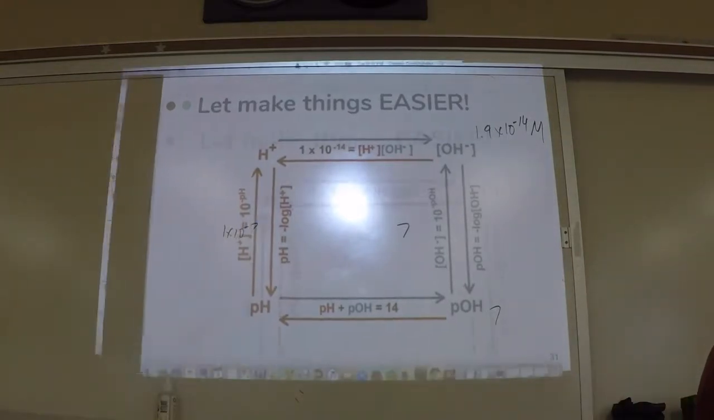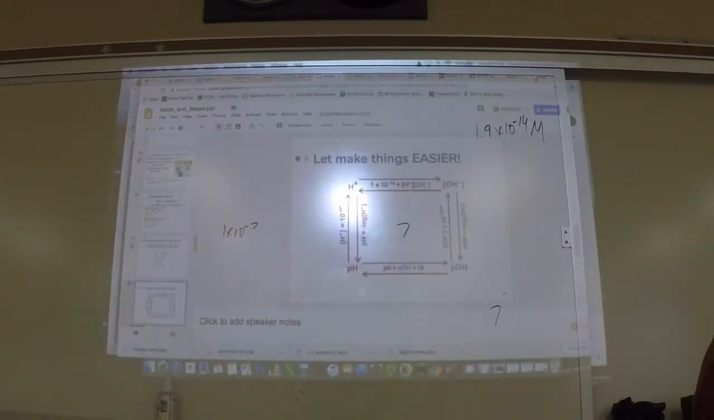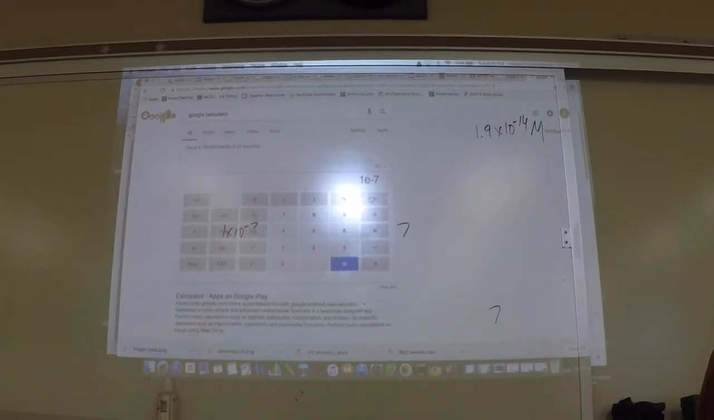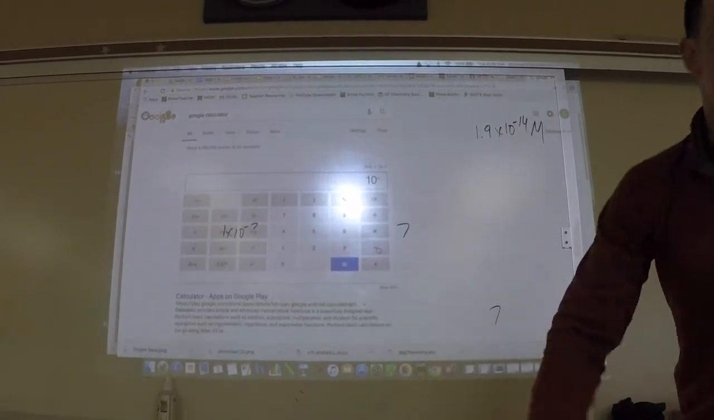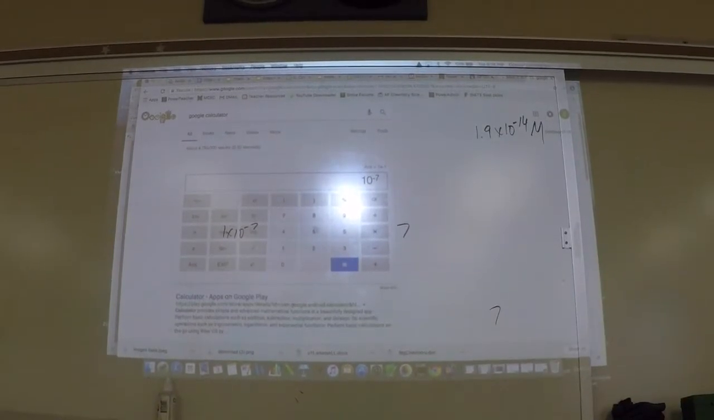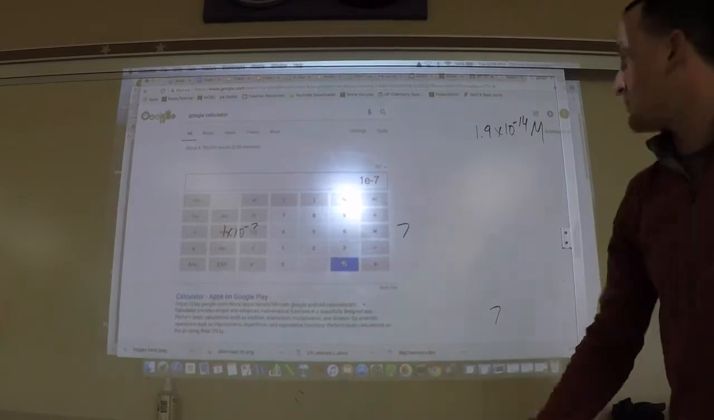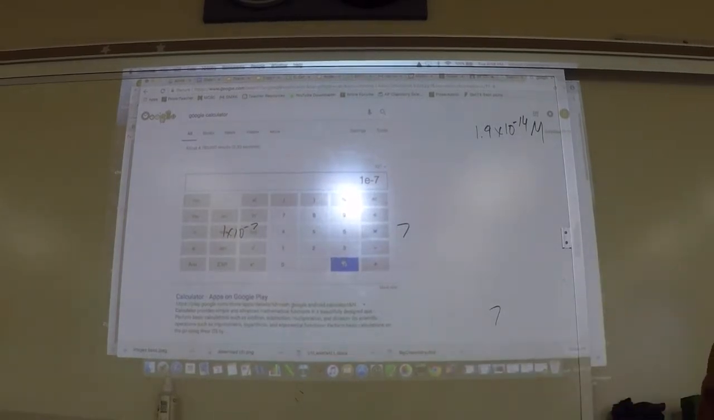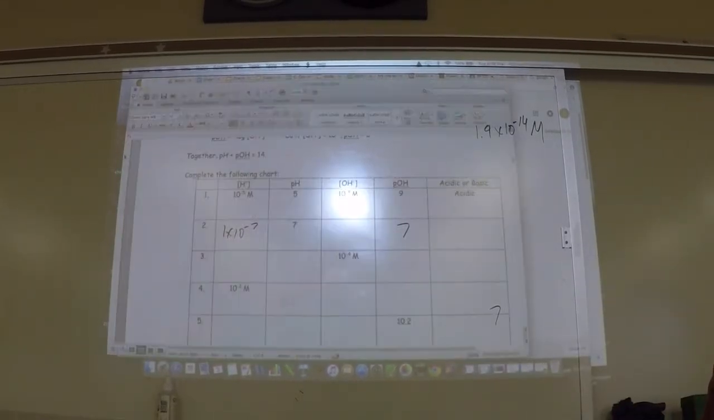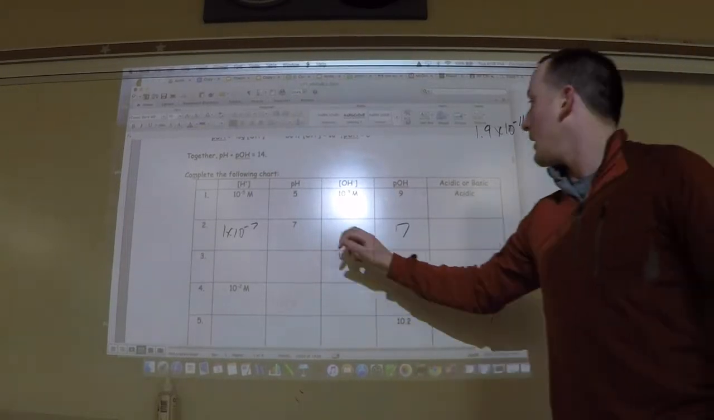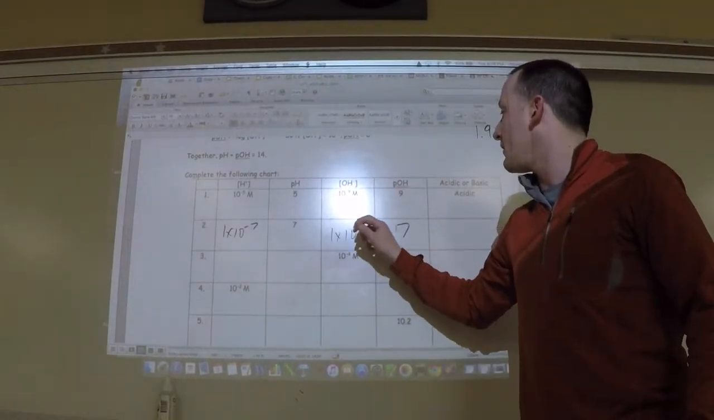So I go to Google Calculator, and I go 10 x to the y, negative, my pOH was 7, and that gives me again 1 times 10 to the minus 7. So I come back to my assignment, and this is going to be 1 times 10 to the minus 7.